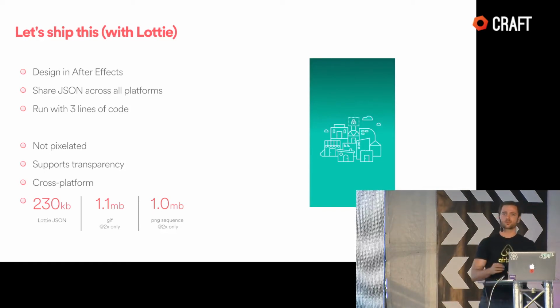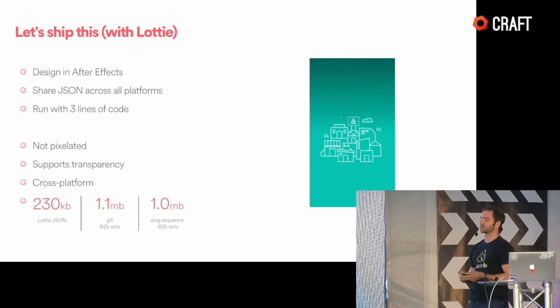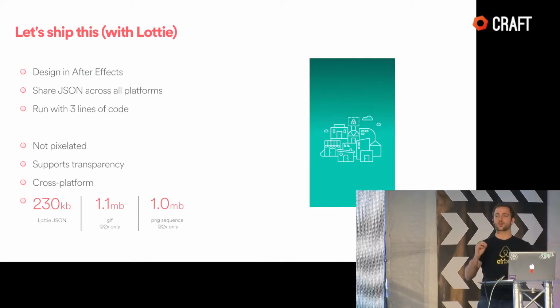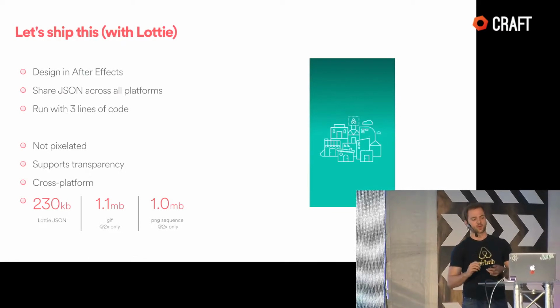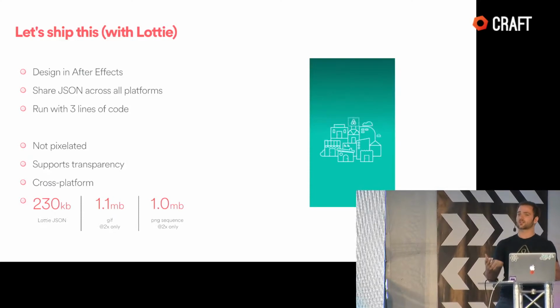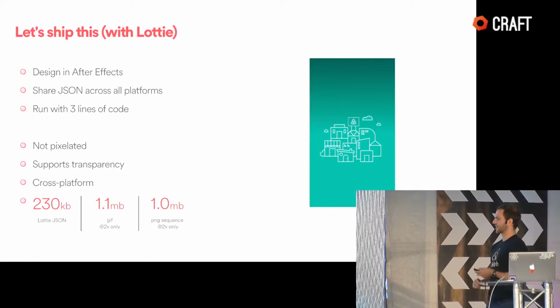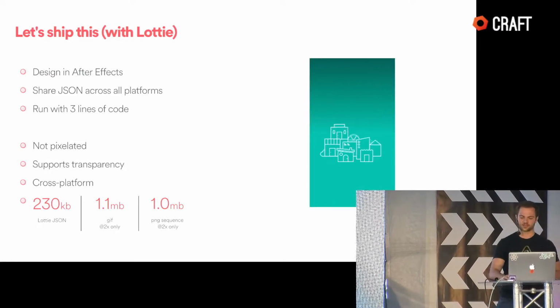It's cross-platform. We'll cover that in a second. And the file size is really small. This is a minified JSON file. It's not designed to be human readable. It's designed to be small. So this actual animation, the entire thing is 230K. The equivalent 2x GIF is 1.1 megabytes, and the PNG sequence is a megabyte. And you can imagine a lot of devices these days are now 3x or XXX HDPI on Android. You would see that 2 or 4 times this file size.